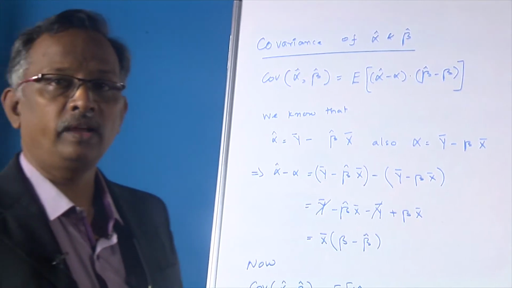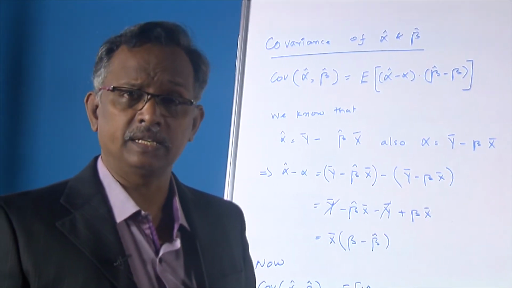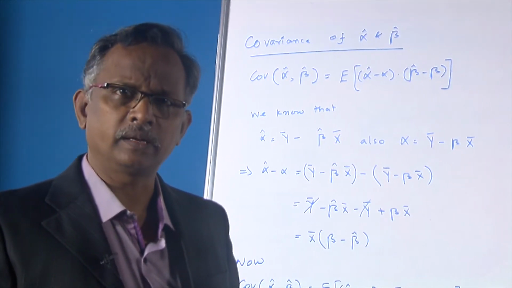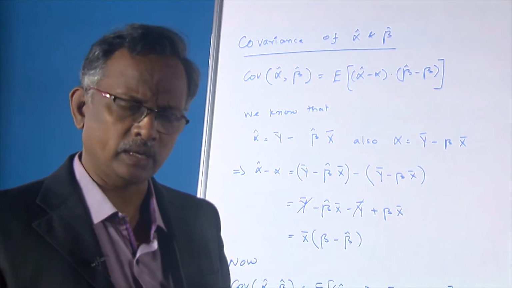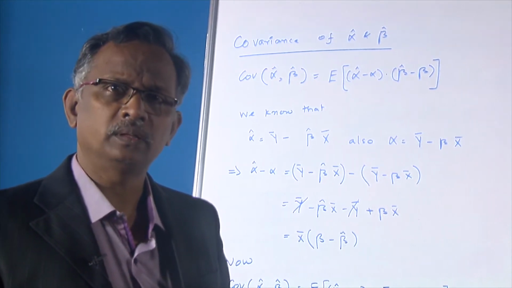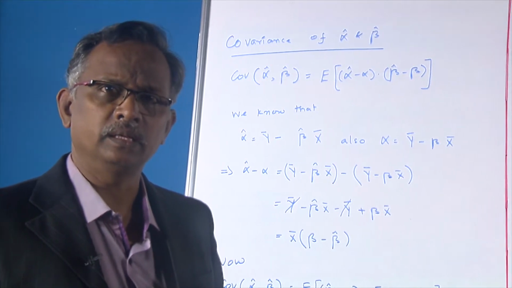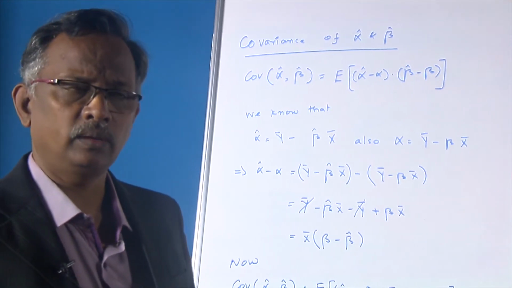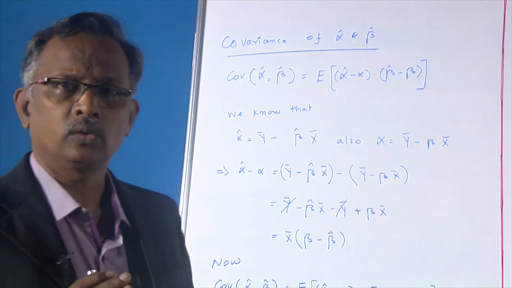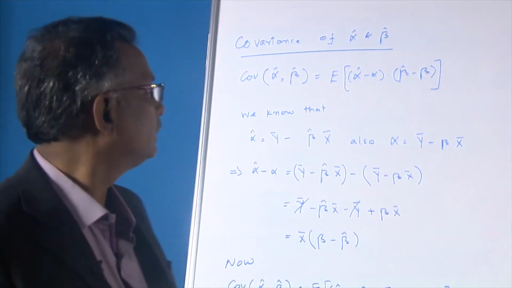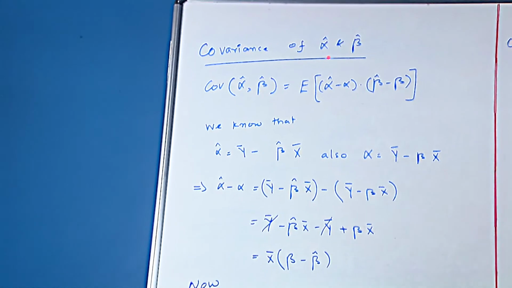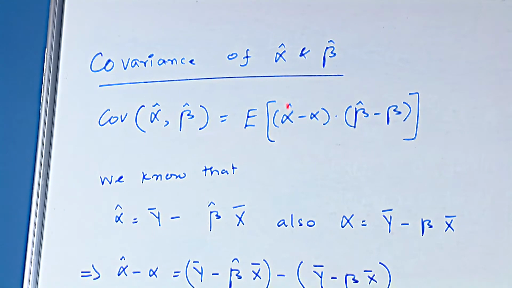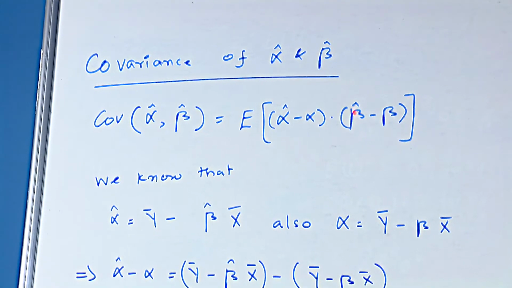We already know alpha hat and beta hat are the sample statistic, and so both are random variables, and both are stochastic variables, and so we can find the covariance between alpha hat and beta hat. Now let us see how to derive the covariance between alpha hat and beta hat. The covariance of alpha hat and beta hat is nothing but expectation of alpha hat minus alpha into expectation of beta hat minus beta.